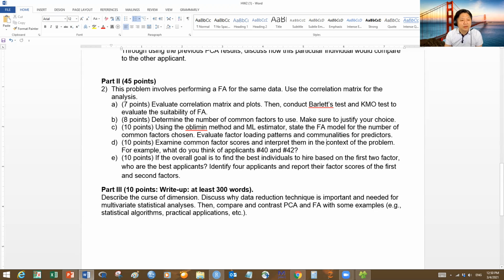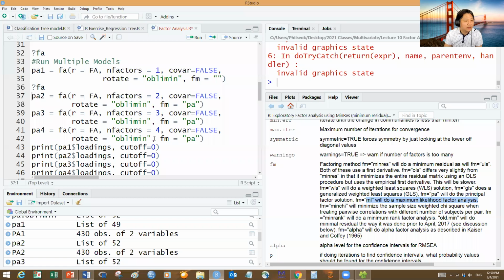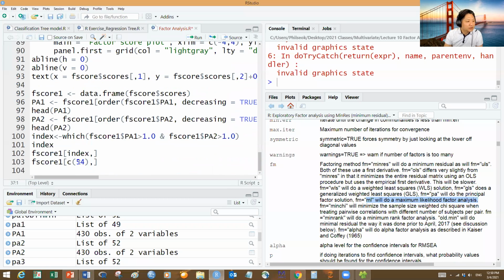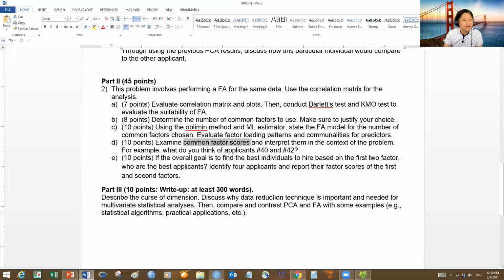Okay, and then get the common factor scores using the factor scores function, right? Like I said, where is that factor score? This is the factor score. You can get the factor score. Get the factor score and interpret it. What do you think about applicants 40 and 42?